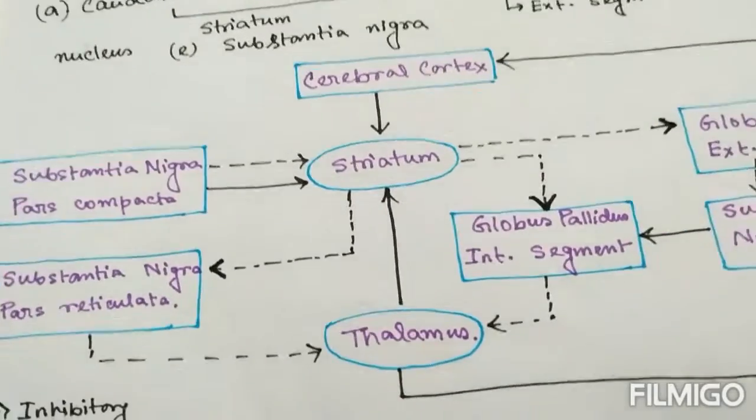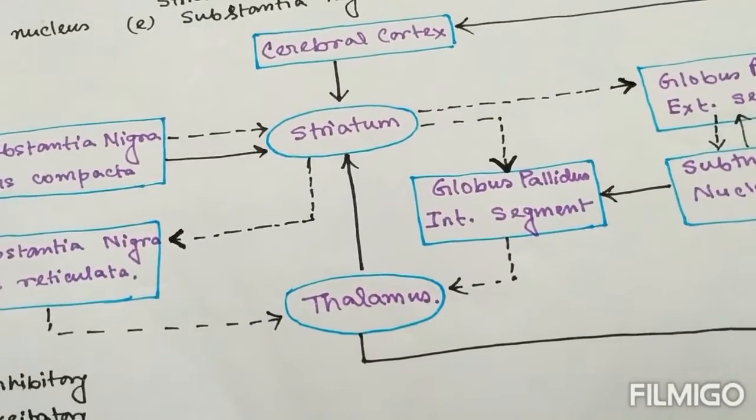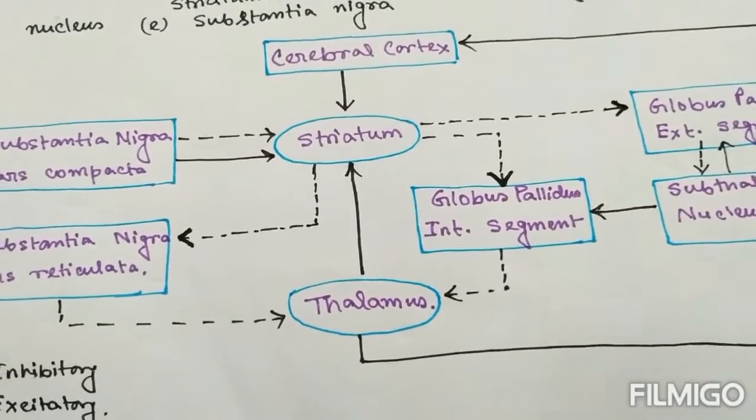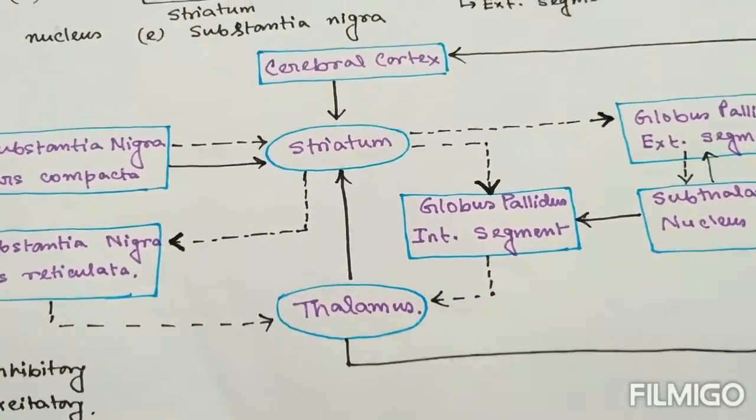And in the case of Huntington's chorea, it is the degeneration of the cholinergic and GABAergic neurons that leads to the chorea or tremor-like movement.